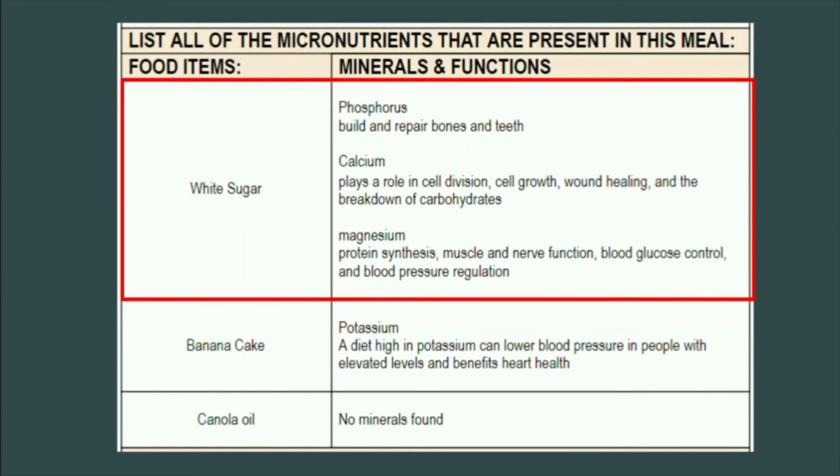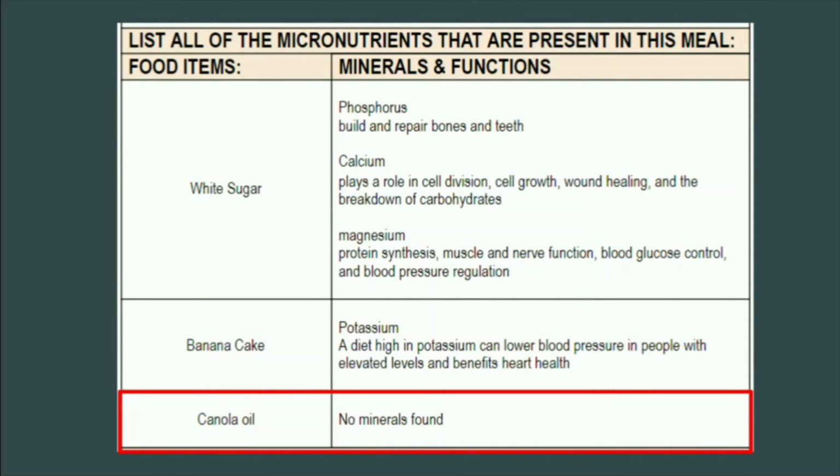Different food items also vary in their kinds and quantity of minerals. The white sugar contains phosphorus, calcium, and magnesium. Potassium is in the banana cake, and 0 minerals for the canola oil. These minerals have their own functions in helping the body to function properly.